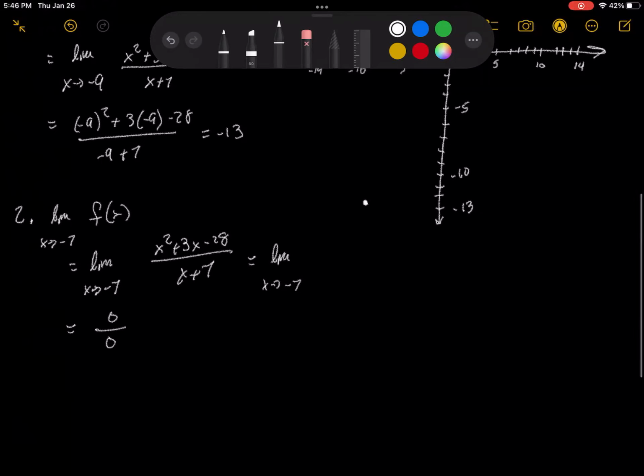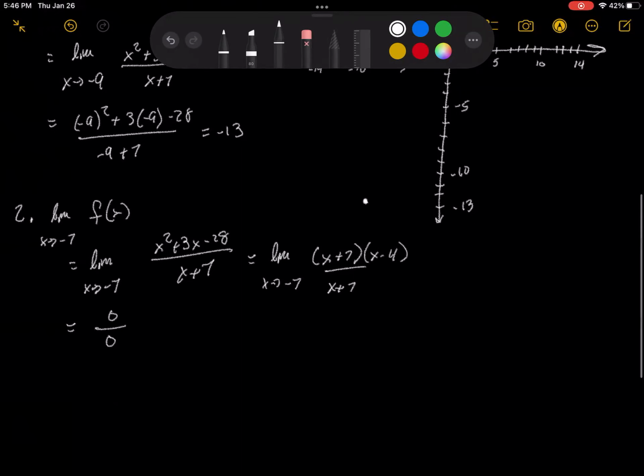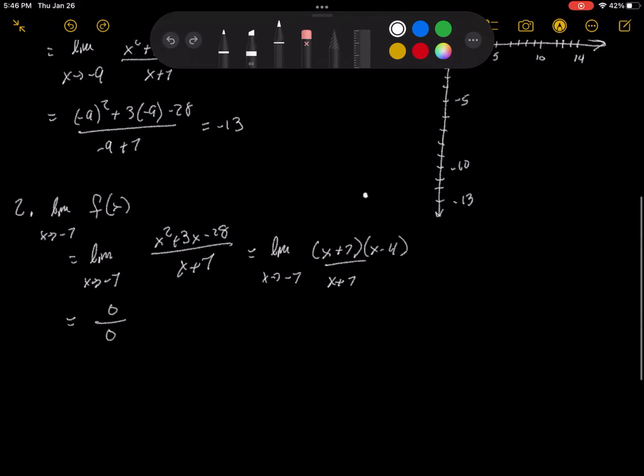Now note, this function might be able to be simplified. I have x plus 7 in my denominator, it's as simple as it can get. But the quadratic in the numerator can factor as x plus 7 and x minus 4. If you don't believe me, pause it and perform this multiplication and make sure that you get this numerator. Now, by doing this, I can see that I have some cancellation.